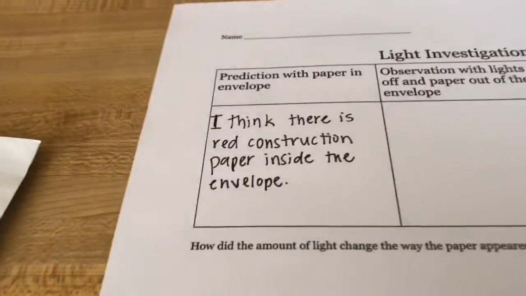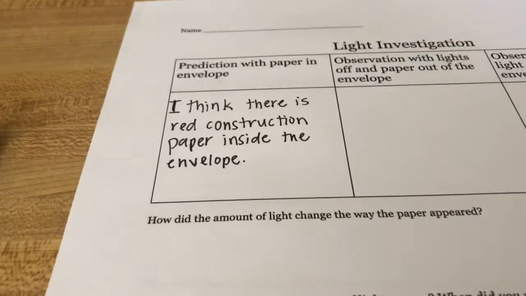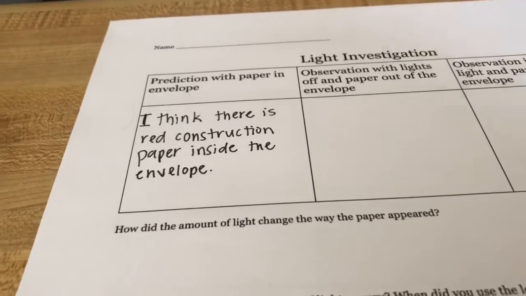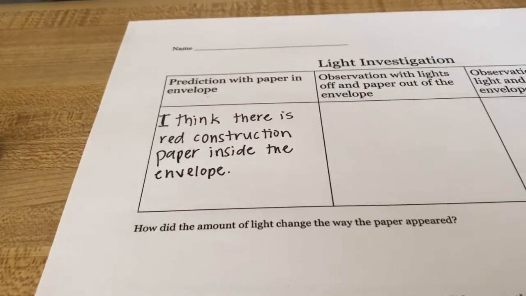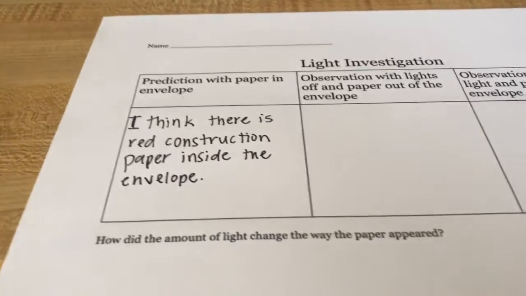So on my chart, I went ahead and made the prediction that I think there's red construction paper inside of the envelope. Now, I don't know if that's true or not, but the next part is going to help me figure out if there's actually red construction paper inside of the envelope.